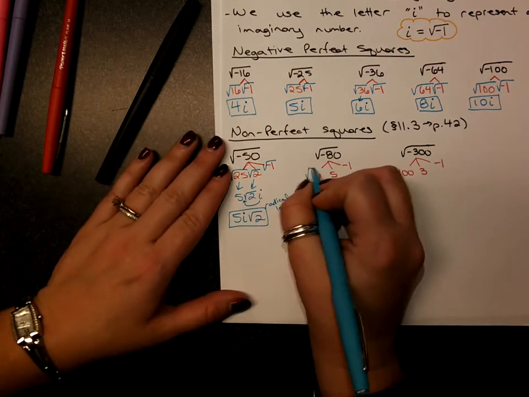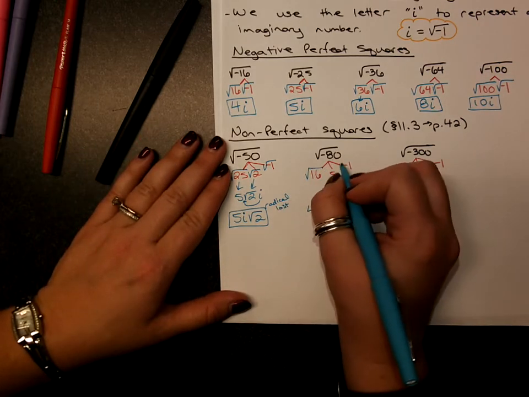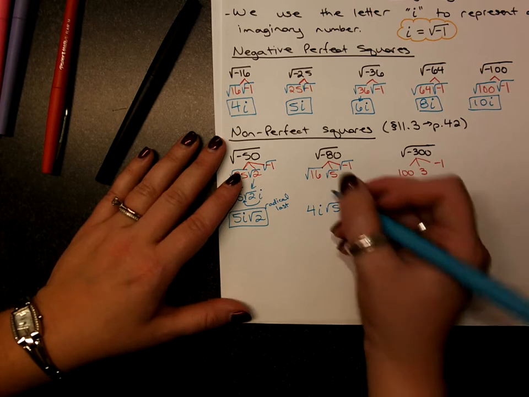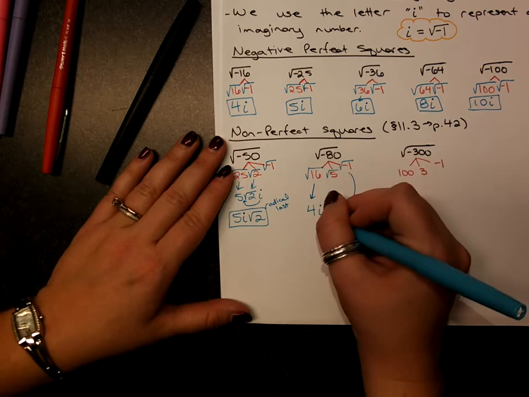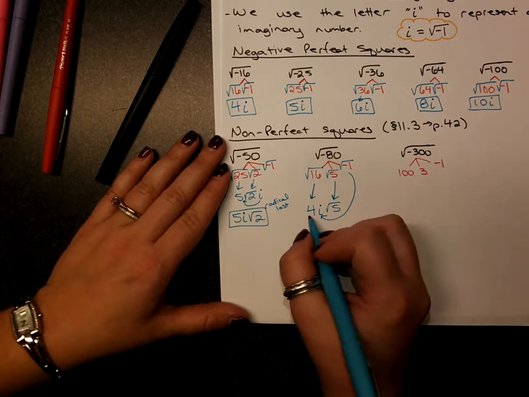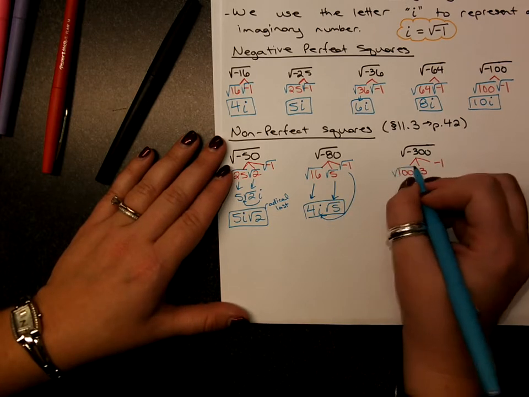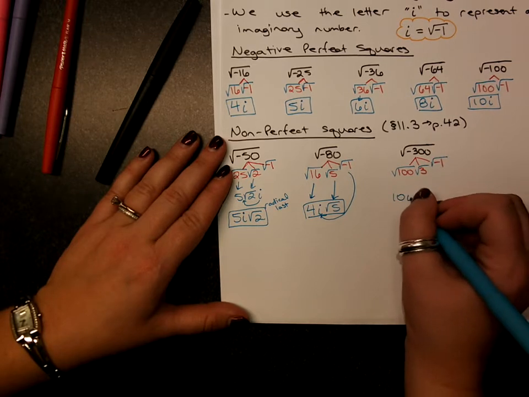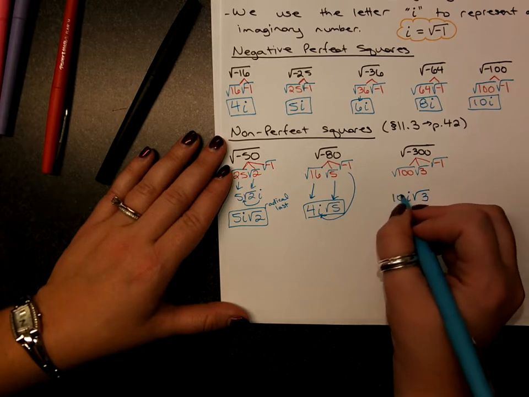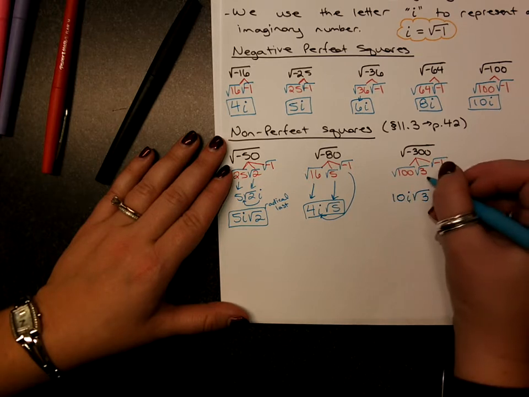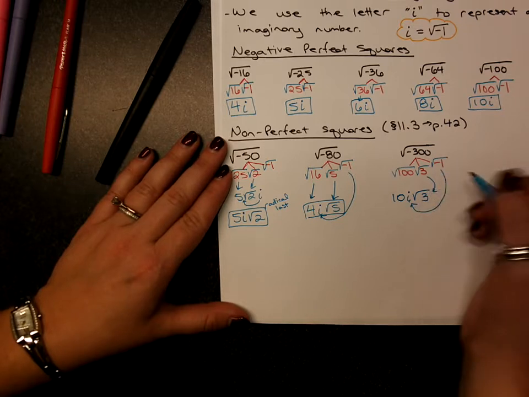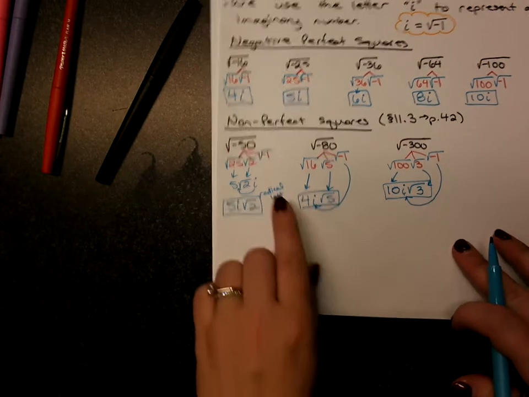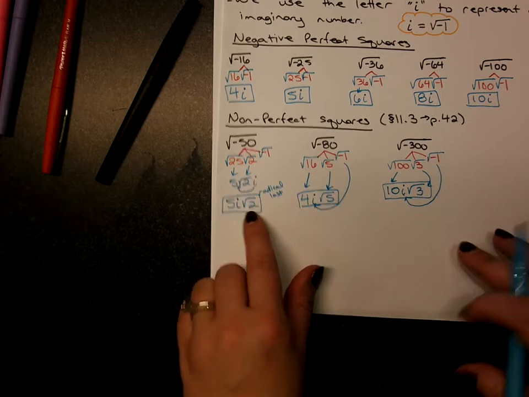Same idea here. The square root of 16 is 4, and then the square root of negative 1 is I, and the square root of 5 stays the square root of 5. So 4I radical 5. Square root of 100 is 10. Square root of 3 stays the square root of 3. The square root of negative 1 is I. So it becomes 10I radical 3. The radical 3 goes last. The I goes in front of it, and then the perfect square all the way in the front. So perfect square, I left over.